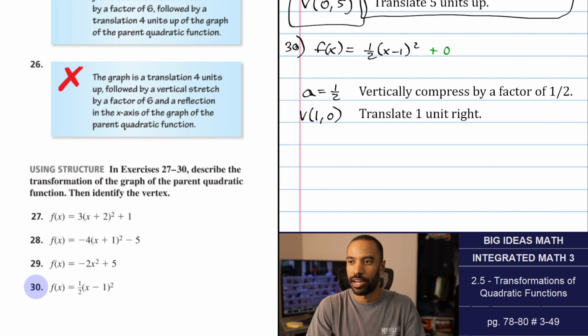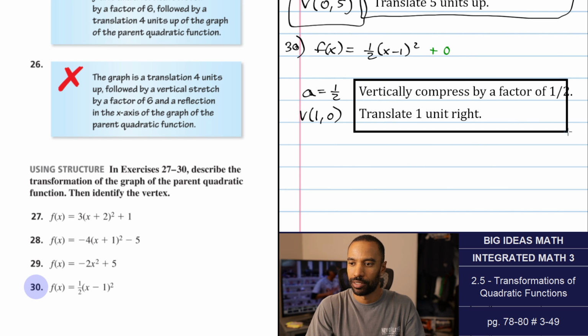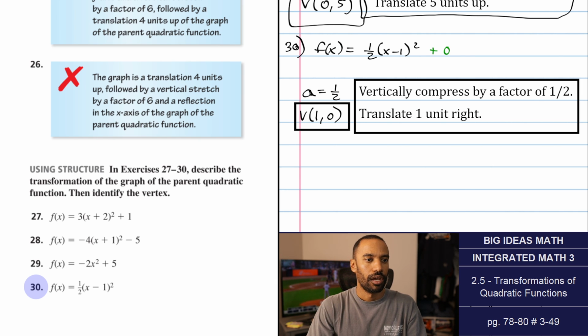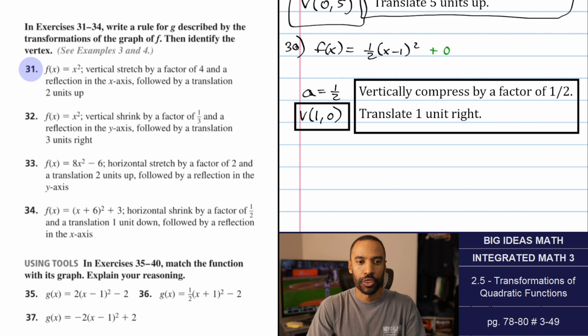Okay. That's 27 to 30. Let's box it. They did not ever say graph, so I won't. Maybe we're graphing on the next set of problems. Okay, numbers 31 to 34. I don't think we're graphing there.